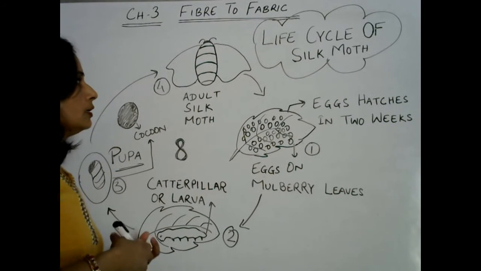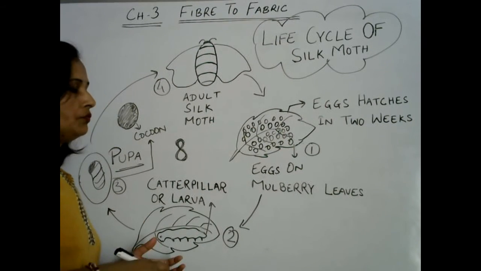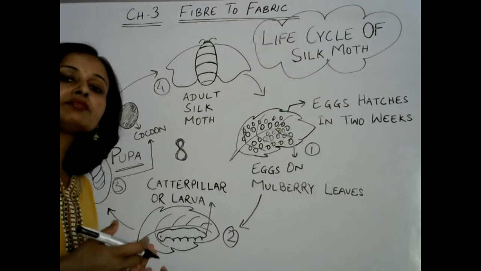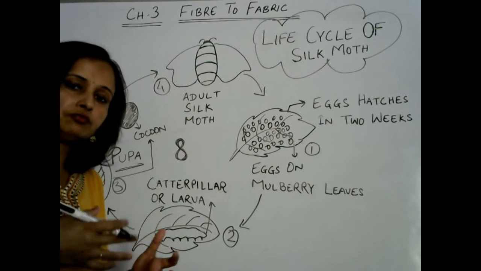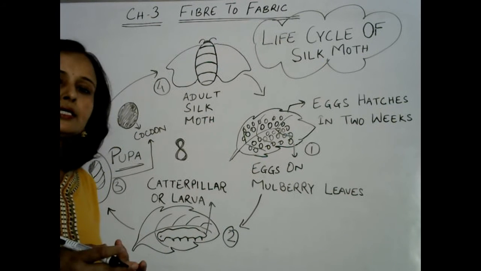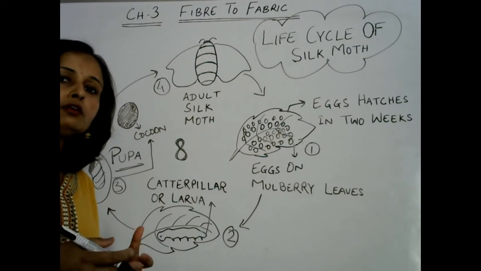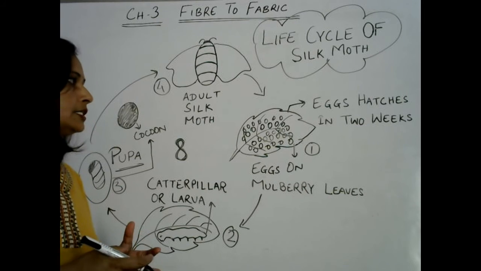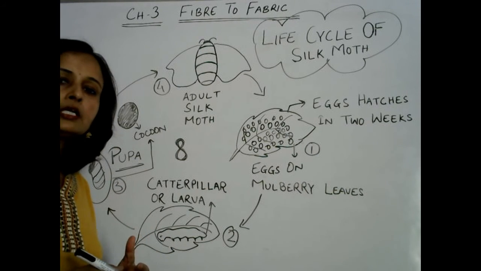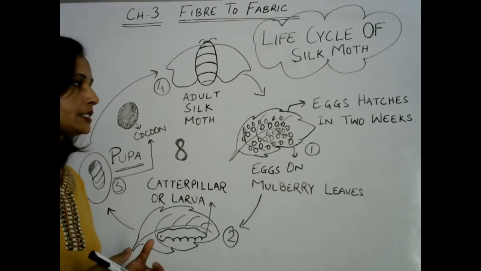And when the adult silk moth lays eggs, after that it stops taking food, so it dies. After laying eggs, within 1 or 2 days, it dies. This is how the life cycle of the silk moth completes, right?